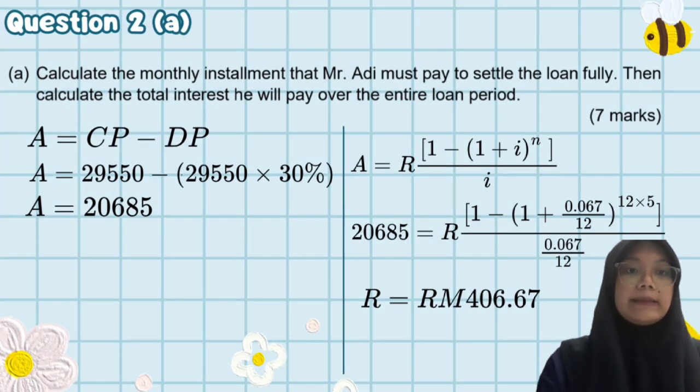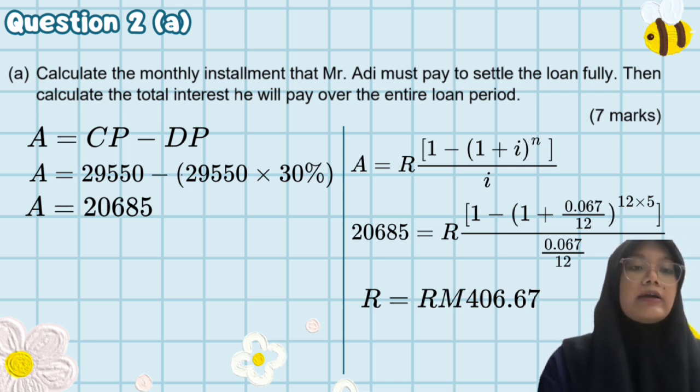Now let's start with question 2A. Calculate the monthly installment that Mr. Adi must pay to settle the loan fully. Then, calculate the total interest he will pay over the entire loan period. Firstly, we will use the formula A equals CP minus DP. We need to find A, which is the present value. Now, A equals 29,550 minus 29,550 multiplied by 30%. After calculation, we will get A equals 20,685.